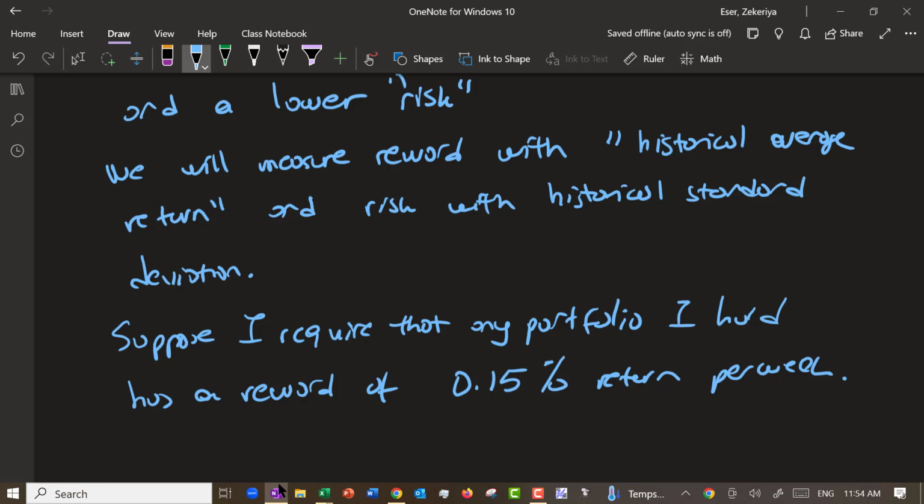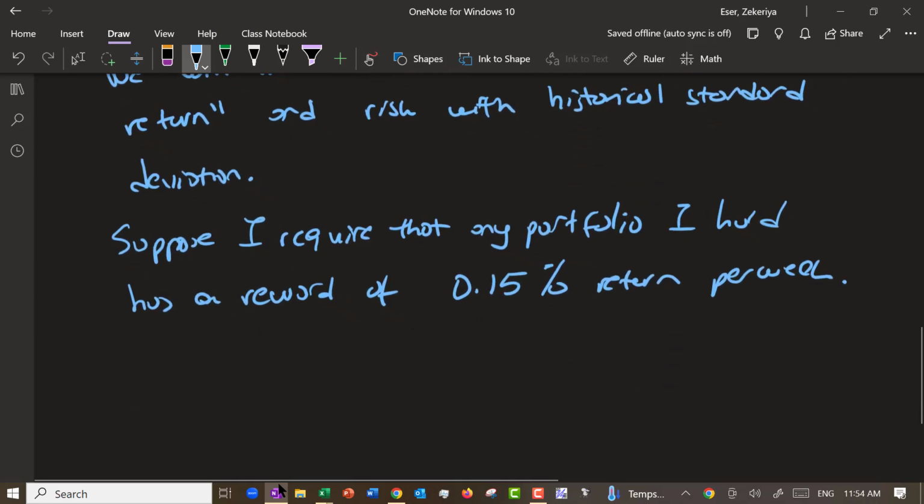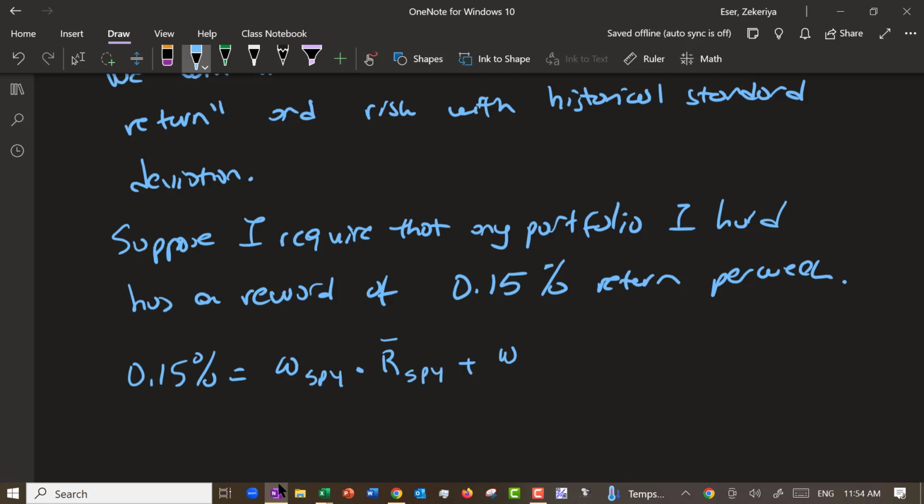So this is what I want. I want 0.15% equal to the weight of SPY times the expected return of SPY, plus the weight of GLD times the expected return of GLD, and plus 1 minus those two weights times the expected return of the bond ETF.